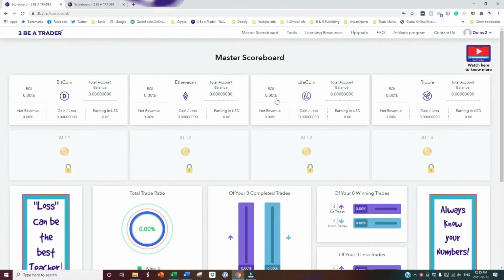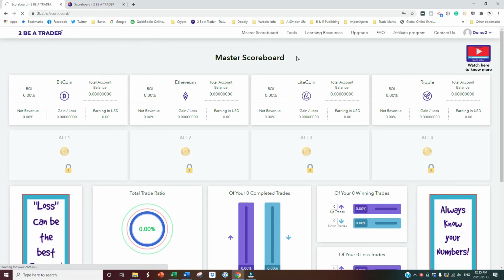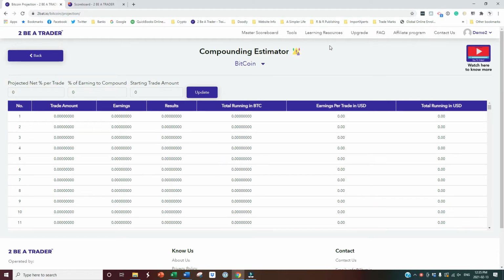Today we will look at the Compounding Estimator. This tool is accessible to all To Be a Trader members, even if you have a free subscription. What if you set a goal of earning 1 Bitcoin? How do you plan to do that, and minimize the risk to your investment? The Compounding Estimator can help you plan a strategy of how much to start trading to get to your goal.